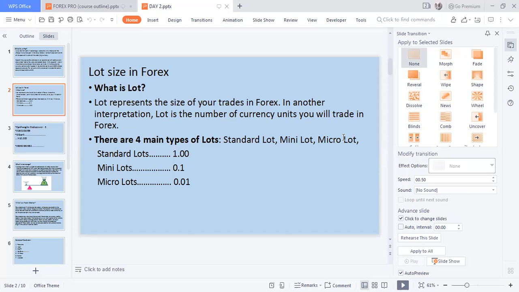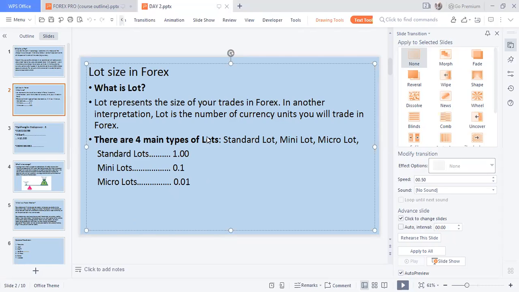Now, there are 4 types of lots. There are standard lots, mini lots, micro lots, and nano lots. I purposely don't like to talk about the nano lots because the nano lot is very negligible. The nano lot can possibly be like maybe 0.001. But the micro lots are those lot sizes that range from, sorry, let me do my quick mathematics.